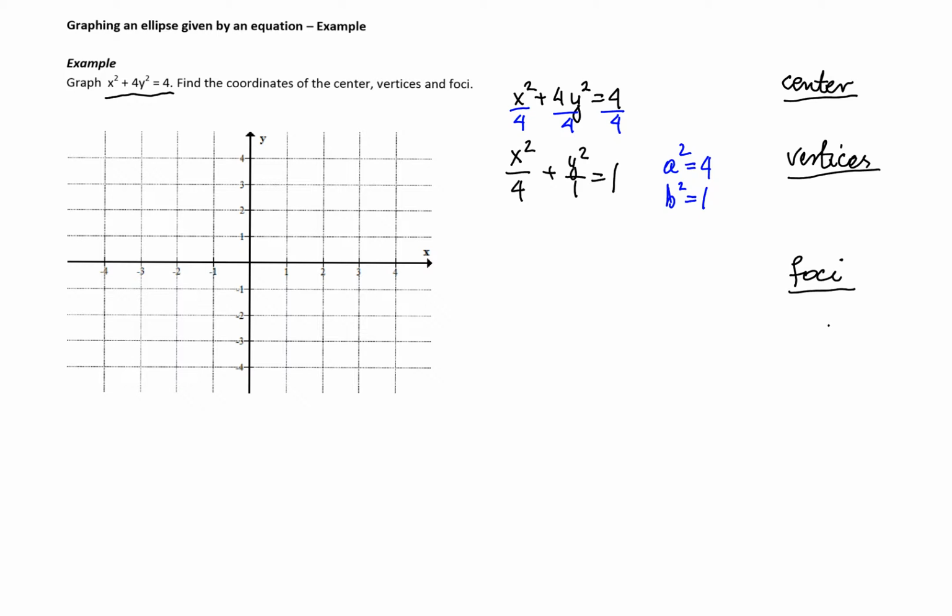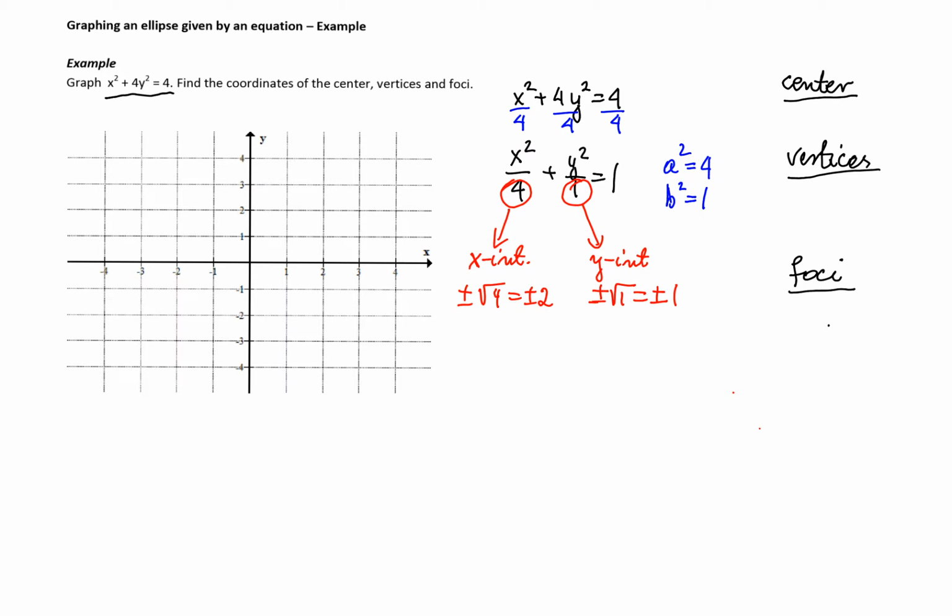Now we also know that the numbers in the denominator determine the intercepts. The number below x squared determines the x-intercepts. So the x-intercepts are plus or minus square root of 4, which is plus or minus 2. The number below y squared determines the y-intercepts, and those intercepts are plus or minus square root of 1, which is plus or minus 1.